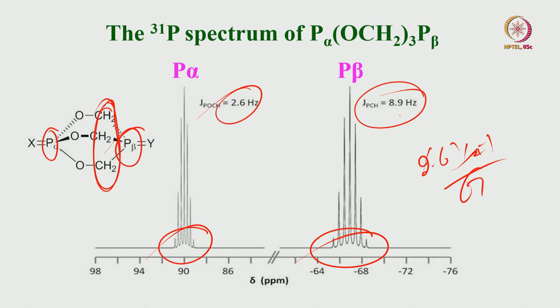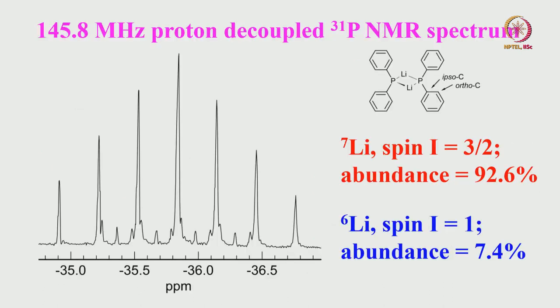Very easily, you can even assign this as P beta, because the coupling is large, the separation is larger, and this is P alpha. So, from the coupling, from the separation, you can make the assignment of each of these phosphorus. Okay. So, go to this molecule. This is something very interesting, which I wanted to discuss a little bit more. This is a molecule where we have phosphorus and lithium is also present.